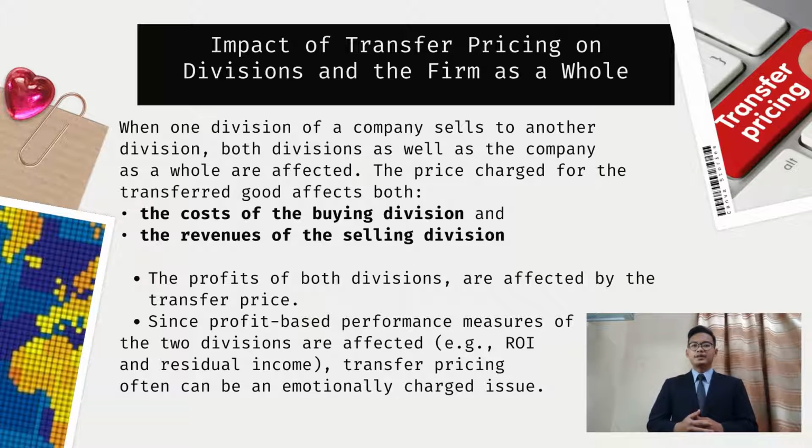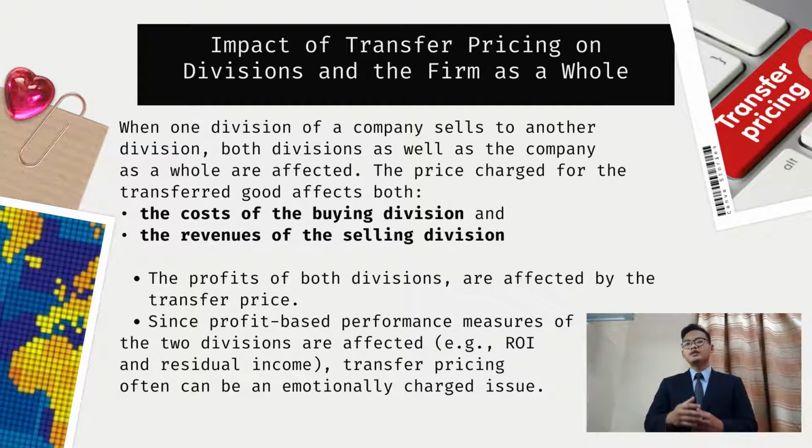For example, a division manager may decide to purchase a raw material from an outside supplier even though the same materials can be produced at a lower cost by another division within the company. But the other division manager refused to sell the material at a reduced price because the manager is evaluated based on her division's profits. So in this situation, we can see that it's important to implement transfer pricing on division and the firm as a whole. So what is the impact of transfer pricing on divisions and the firm as a whole?